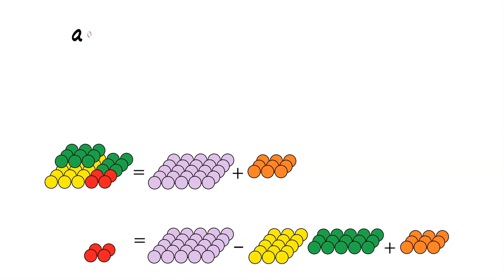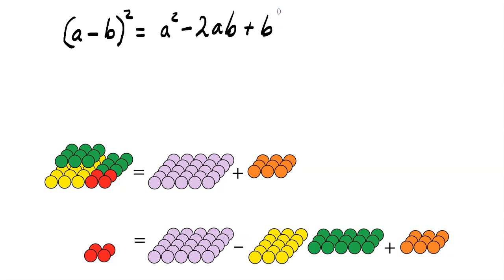We can square a difference, meaning we can take a minus b and take square. Then we can use the following formula: a squared minus 2ab plus b squared. In this formula we can motivate using this figure here.